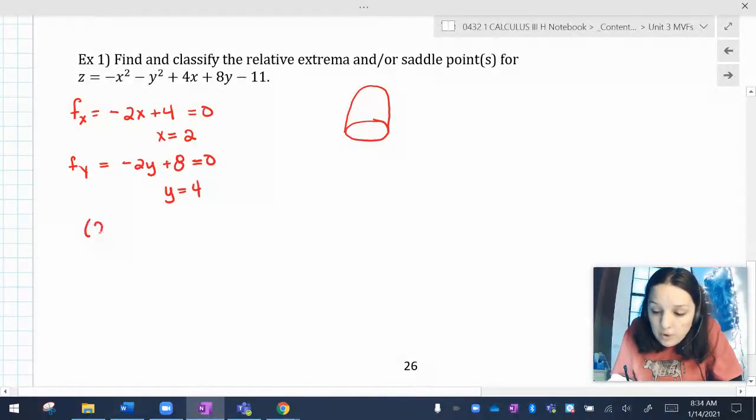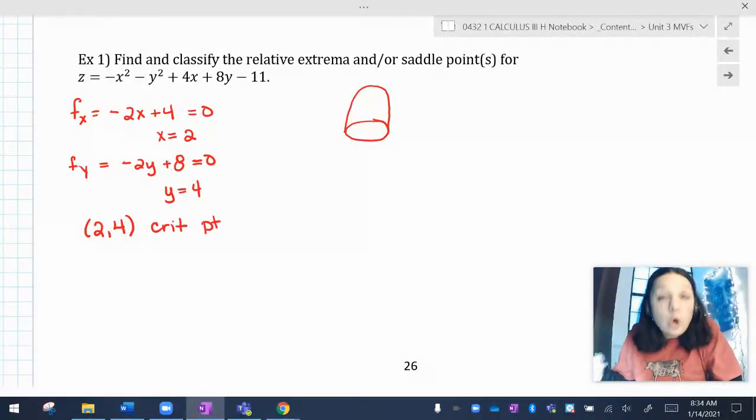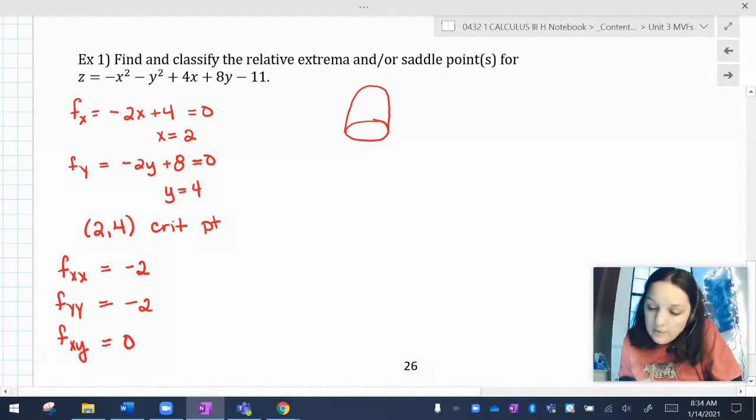So the only critical point I have is (2, 4). Now, I'm curious, is this going to be a relative max or a relative min? To know, I've got to look at my second derivatives. So I'm going to find f sub xx, which is just -2, f sub yy, which is also -2, and f sub xy, which in this case is going to be 0.